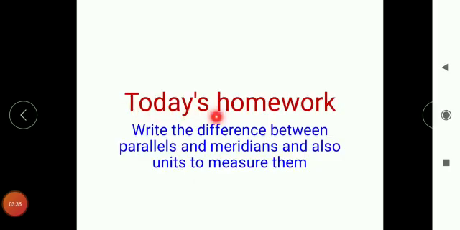Now let's see what is our today's homework. You have to write down the difference between parallels and meridians and also units. Remember degrees, minutes and seconds to measure them in your geography notebook 2 times.